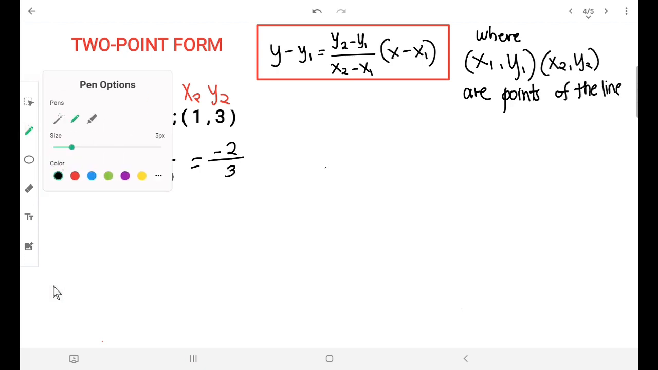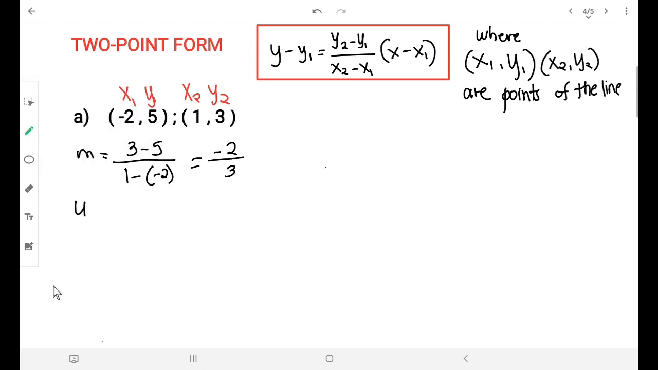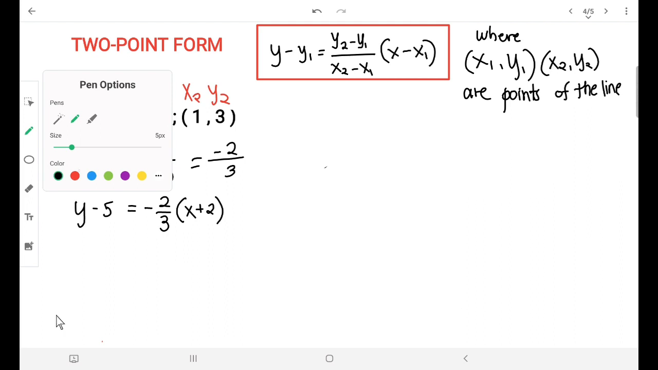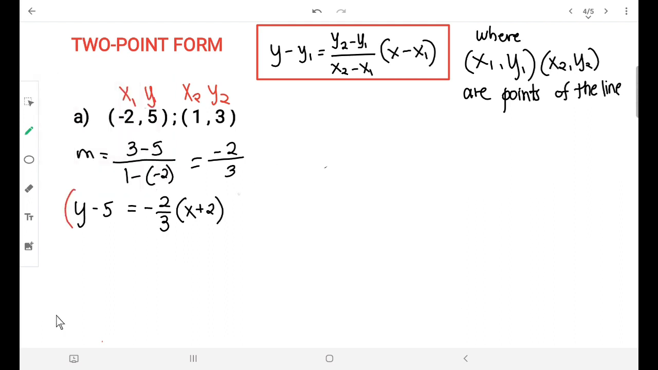So we have to substitute that here. So y minus y sub 1 is positive 5. The slope is negative 2/3 times x minus negative 2, or positive 2. Okay? So it becomes positive. Negative times negative is positive. So x plus 2. So we have to get rid of the denominator again. So same thing. We have to multiply both sides of the equation by the denominator, which is positive 3.